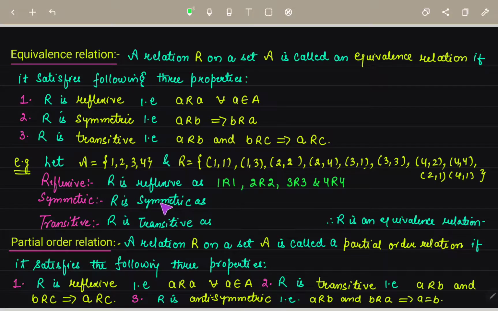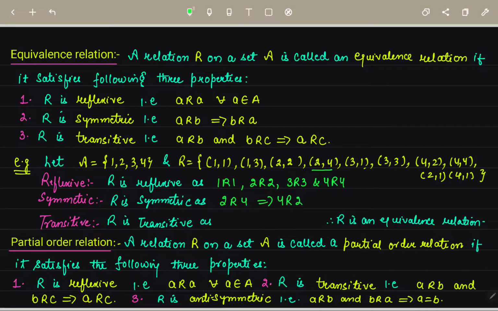Next property is that R is symmetric. So for symmetric, what we have to prove? That if A is related to B implies B is related to A. So I will consider this ordered pair, 2 is related to 4. So 2 is related to 4 implies 4 is related to 2, because this (4,2) also belongs to this relation. So here R is symmetric.